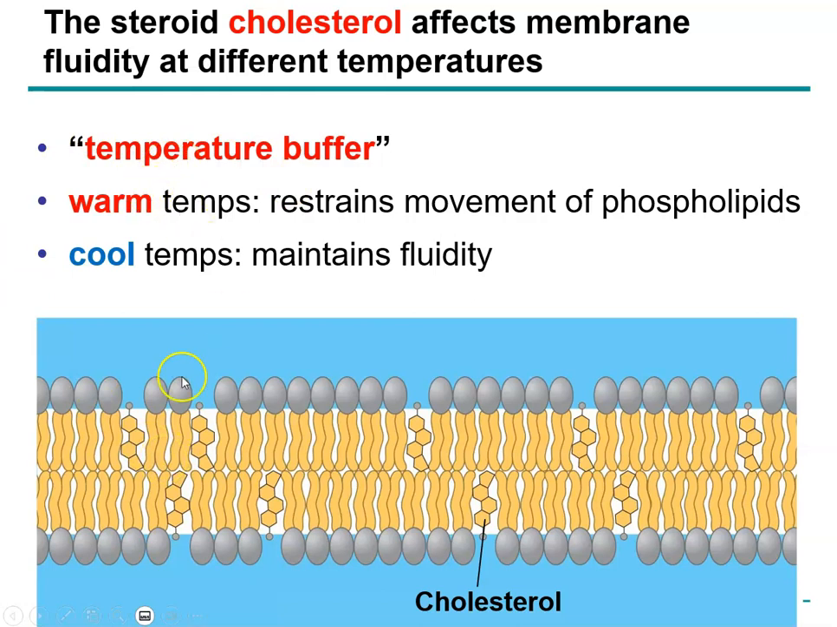So in warm temperatures, the presence of this cholesterol in the bilayer can restrain the movement of the phospholipids, kind of act like a barrier. The phospholipids next to those cholesterol molecules might be wiggling around in warm temperatures, but they're not going out of control because there's a barrier there to keep them in place. In cold temperatures, the cholesterol can also be a benefit because it helps maintain some fluidity.